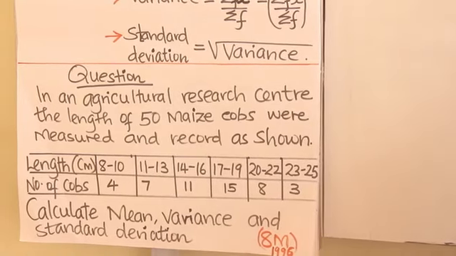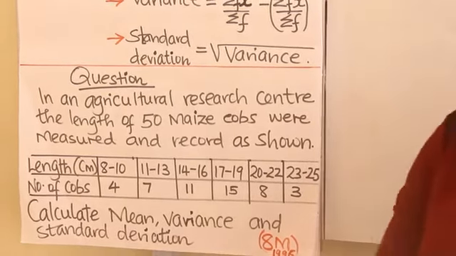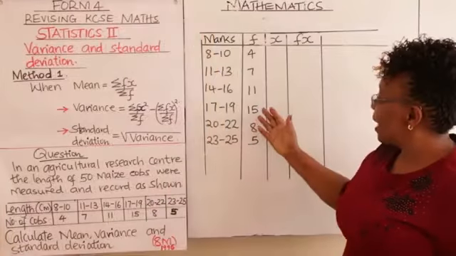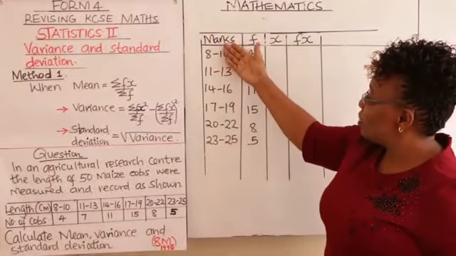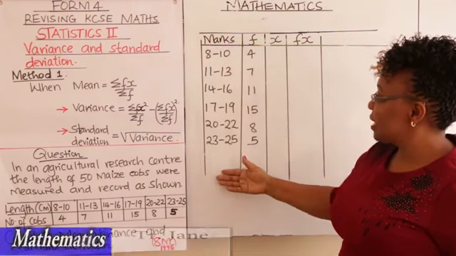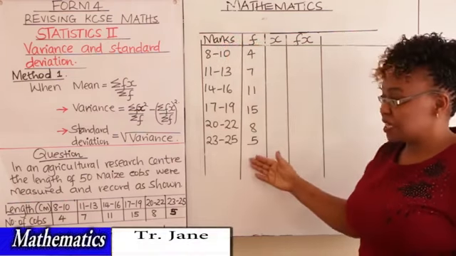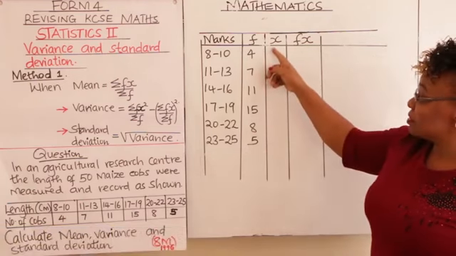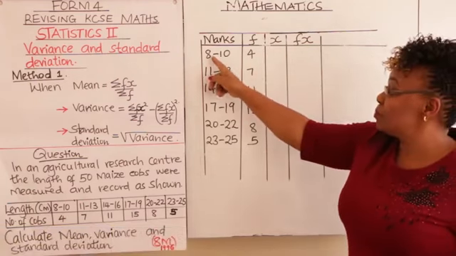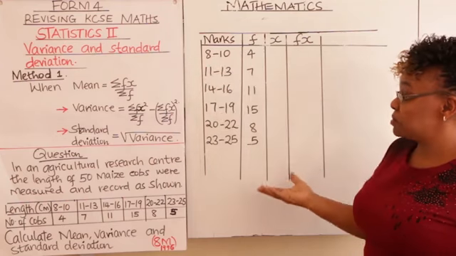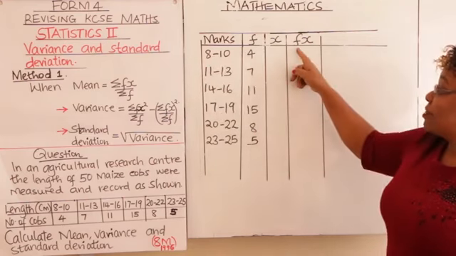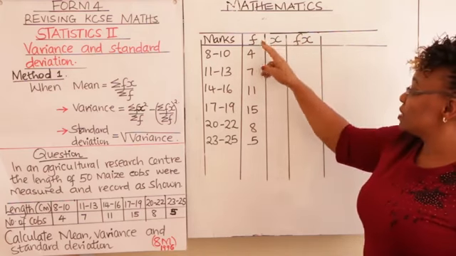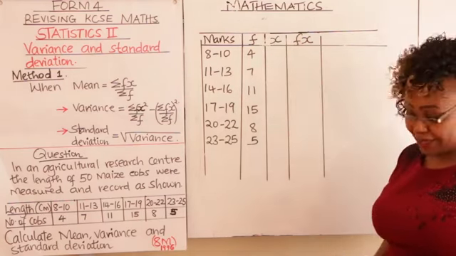For us to work out that, we need to put down a table. Therefore, let us draw the table. With this table, learner, you have a table here for marks in classes, and you have the frequency, that is your number of cobs. You put a column for x, x referring to the midpoint, because we want the mean, and then we get another column for fx where you multiply the f times x.